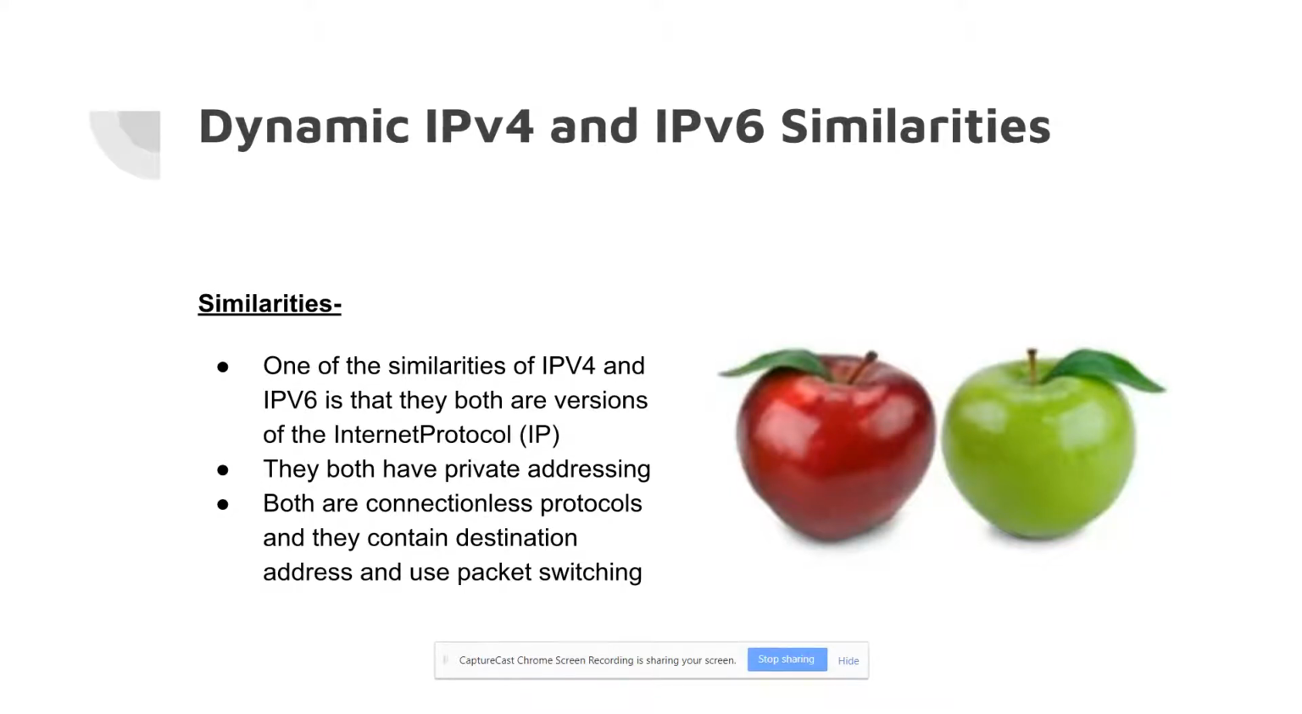The similarities between IPv4 and IPv6 are that they both are versions of the internet protocol, and they both have private addressing. Both are connectionless protocols, they contain a destination address, and they use packet switching.